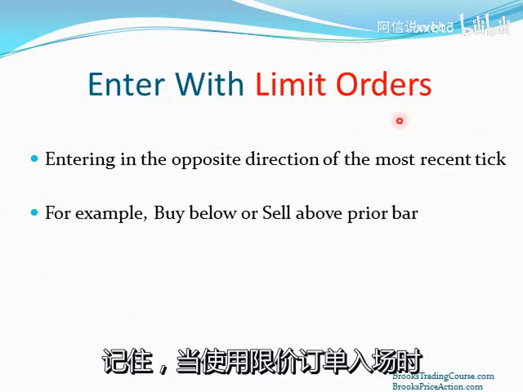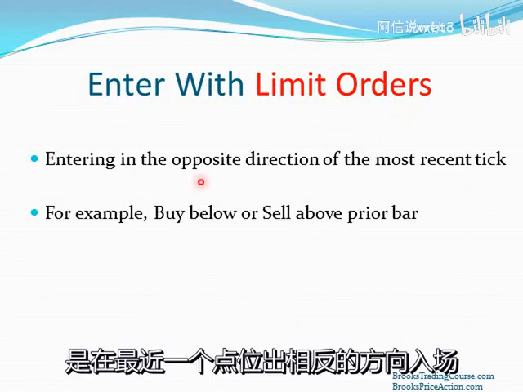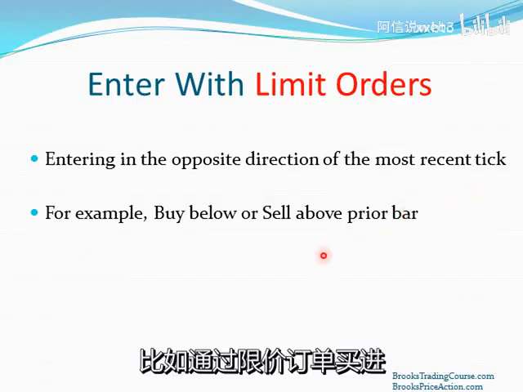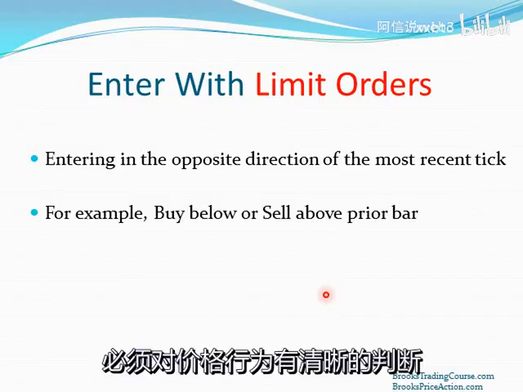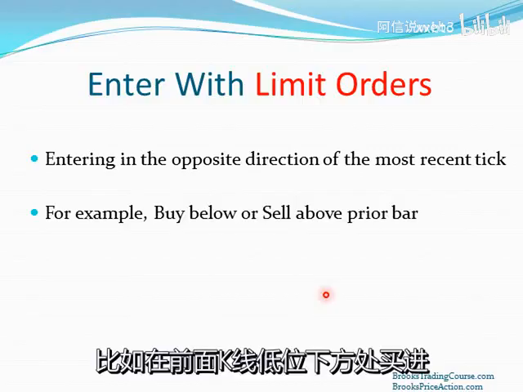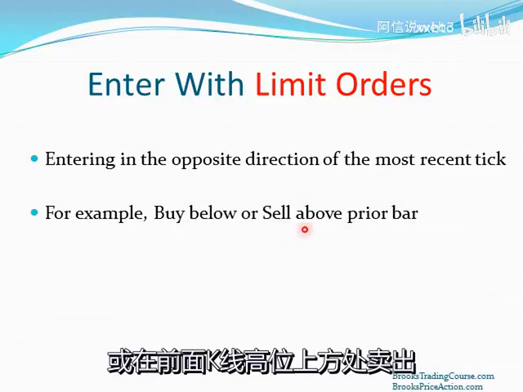Remember, when you're entering with a limit order, you're entering in the direction that is opposite to the most recent tick. So if you're buying with a limit order, you're buying as the market is falling. So you have to know what you're doing in terms of reading price action if you're going to be buying a falling market.